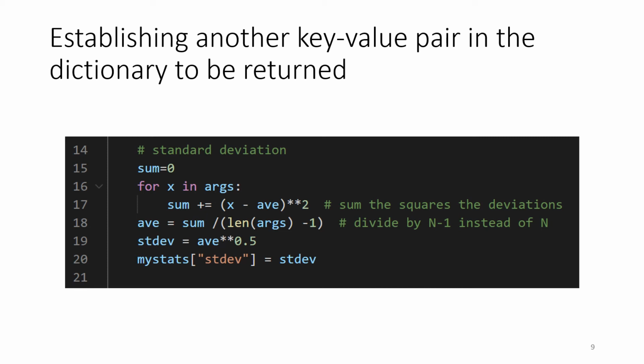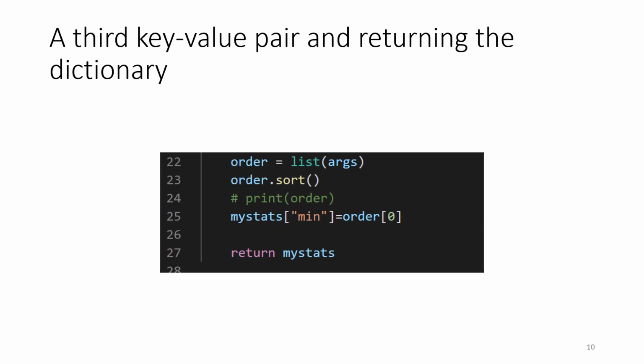And then to sort of undo the squaring that we saw in 17, the standard deviation will take the square root of the previous result. And so we're raising it with star star, raising it to the power of 1/2. And then that's the calculation, and now we're ready to establish the key value pair in line 20. So we say that my stats, square bracket, quote stdev, that will be our key. Stdev we're establishing as our key, and then the number we just calculated as the value. We're going to have a third key value pair, and then we're going to return the dictionary.